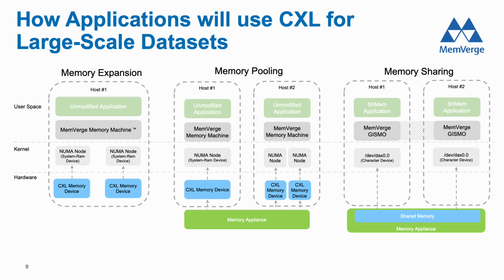Now for memory sharing, we have a global I/O-free shared memory object store that we call GISMO. And GISMO is a common object store API interface that allows applications and manages the data and coherency behind the scenes. Now applications do need to be modified to use the GISMO APIs, however.